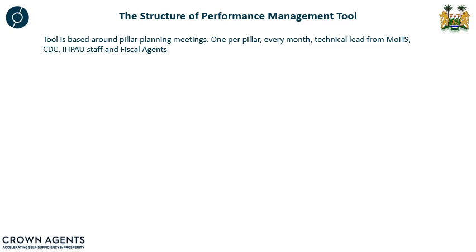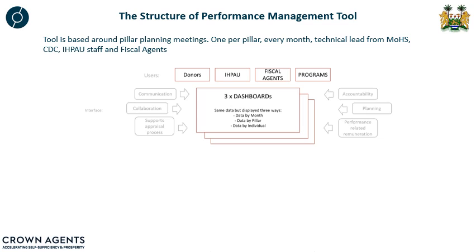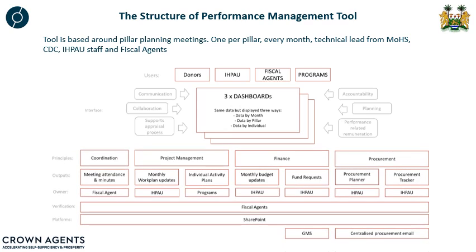The tool is based around pillar planning meetings and the structure with which the CoAg takes. So the users will be donors, IPAL, the fiscal agent, and the Ministry of Health programs. It really looks at a Gantt chart which can be summarized in 3 different dashboards, and it really includes the principles of coordination, project management, finance, and procurement, and all the different outputs thereunder. It is verified by the fiscal agent, and it will be stored on the platform of SharePoint.